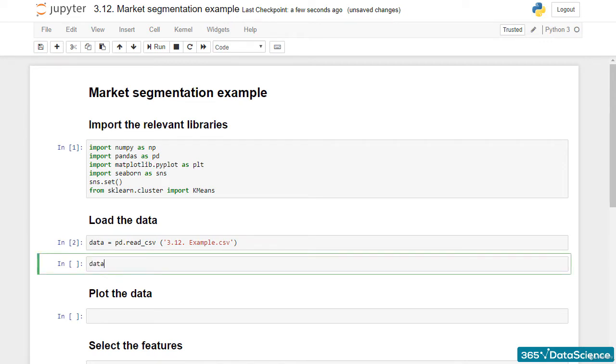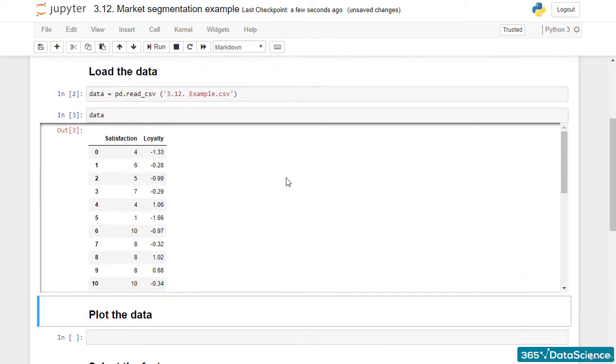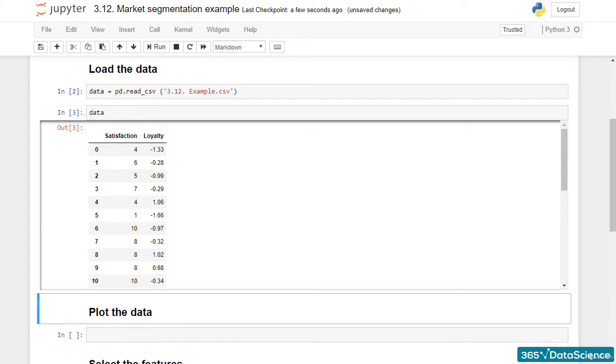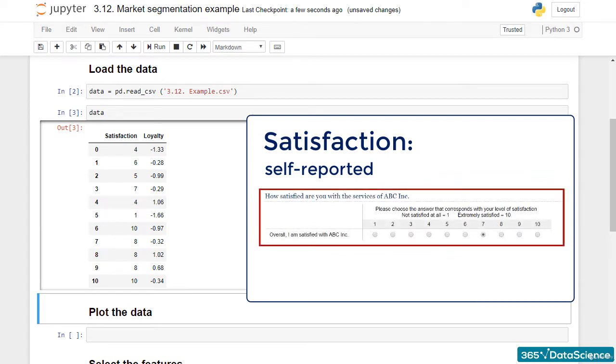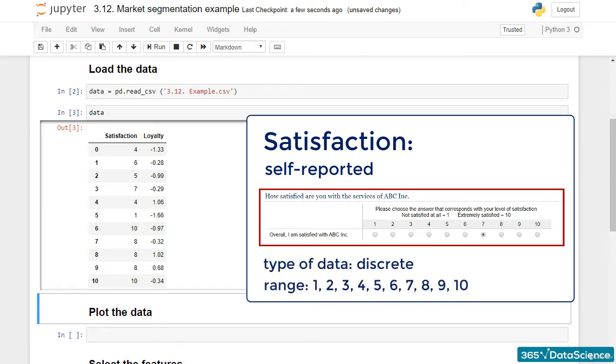example.csv. In the CSV, we've got data from a retail shop. There are 30 observations. Each observation is a client, and we have a score for their customer satisfaction and brand loyalty. Let's see how the data was gathered. Satisfaction is self-reported. People were basically asked to rate their shopping experience from 1 to 10, where 10 means extremely satisfied. Therefore, satisfaction here is a discrete variable and takes integer values.